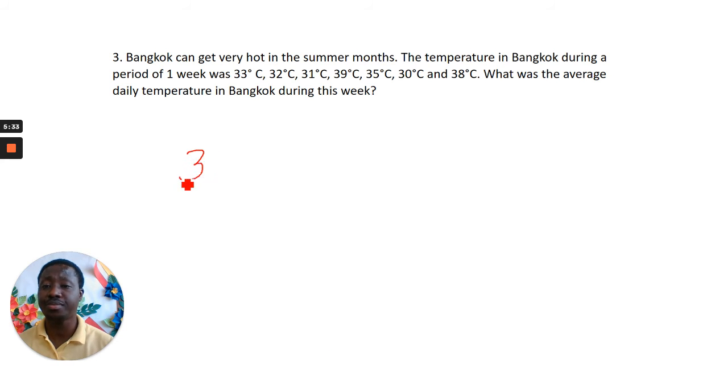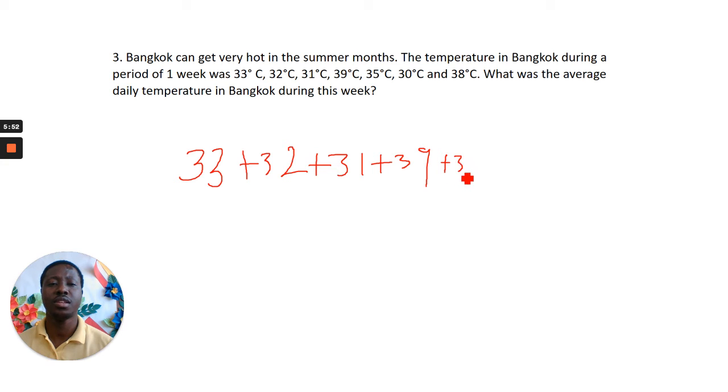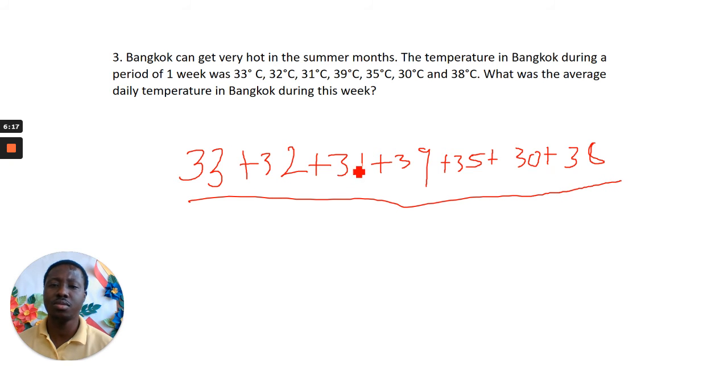So what you're going to do is add 33 degrees plus 32 degrees plus 31 degrees Celsius plus 39 degrees Celsius plus 35 degrees Celsius, then plus 30 degrees Celsius. Then we add the last one, which will be 38 degrees Celsius. How many days are in a week? There are 7 days in a week. So we have 1, 2, 3, 4, 5, 6, 7, divided by 7. And you write your answer here. What is the answer? And don't forget to write degrees Celsius. Okay, that will be your answer for this question.